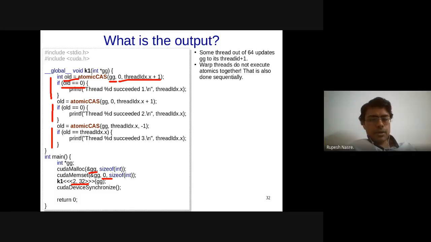I was just waiting for everybody to try out. Okay, let's discuss the second one. So now what we are making sure is that anybody who has executed the atomic CAS, there is a guarantee that at least one thread will see the value of GG to be 0, and therefore that thread is definitely going to increase the value of GG from 0 to something above 0. And therefore the second atomic CAS, which is looking at if GG equals 0, then update it to thread ID x plus 1, that is never going to happen for any of these 64 threads, and therefore the second printf will not be executed. So that seems to be correct.